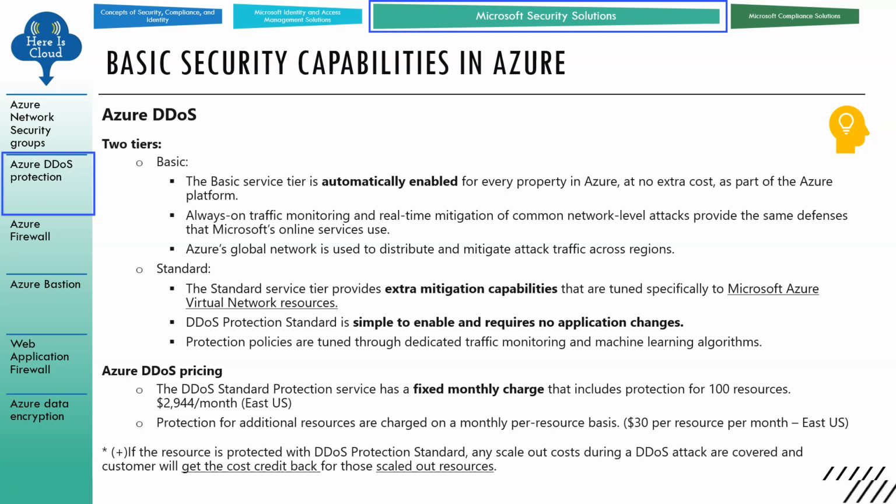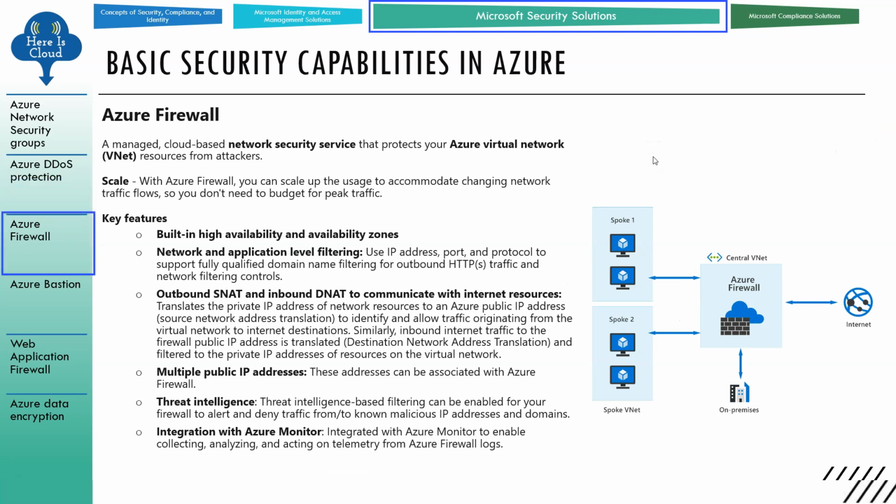So this is Azure DDoS. Now let's talk about Azure Firewall. Azure Firewall is a managed cloud-based network security service that protects your Azure virtual network (VNet) resources from attacks. As you can see, it sits here. Azure Firewall can connect to on-premises as well as cloud resources before the internet traffic.